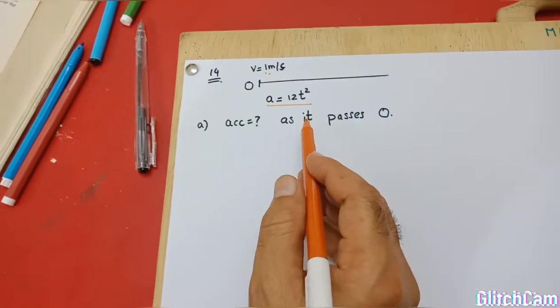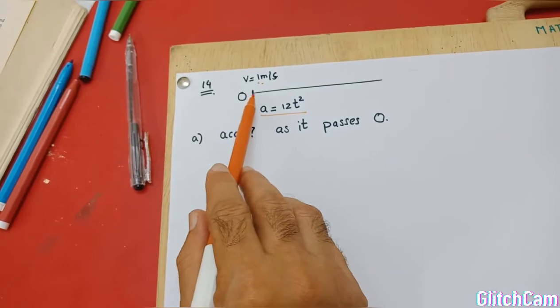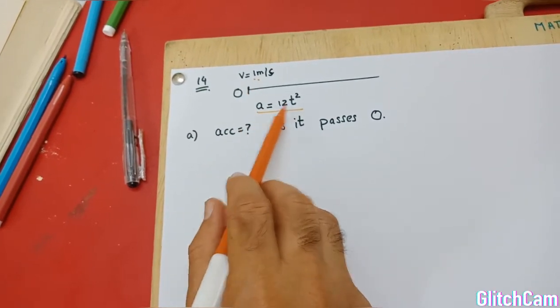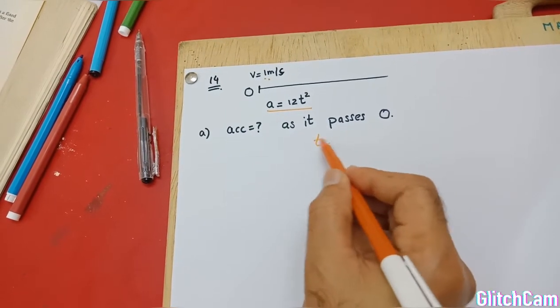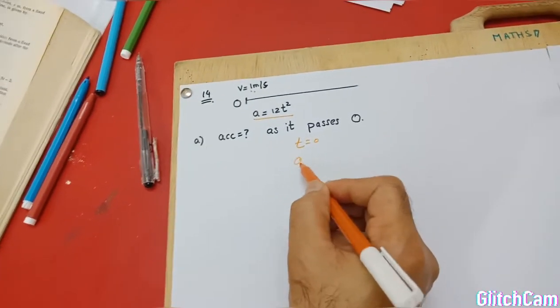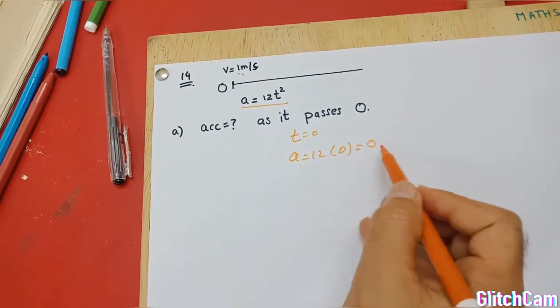So this is a very simple thing. When it passes O, you have to understand the time is 0. So you put time 0 here. As it passes through O, the time is 0. Therefore, the acceleration is going to be 12 into 0. So the acceleration is 0 at that moment.